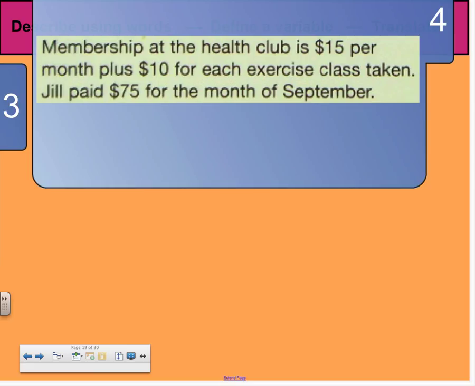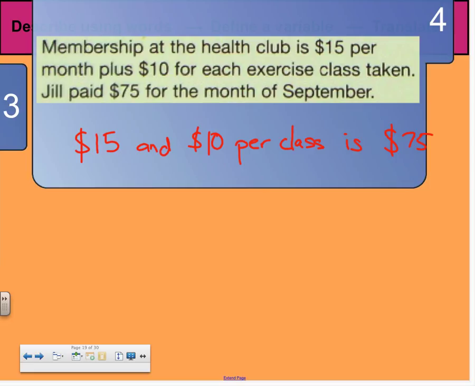Okay. What do we think? Focus back on the front. What do we think? Any ideas? Remember, this is just words now. So we can start off with, how much is she paying? $15. All right, so we got $15. And what else? And $10 per class, right? And all of that is $75. So now let's change that into an equation, okay?